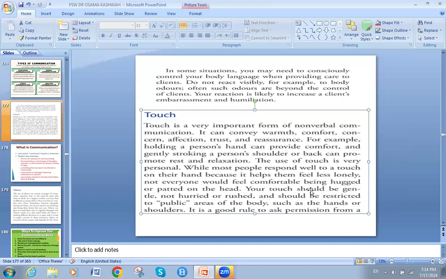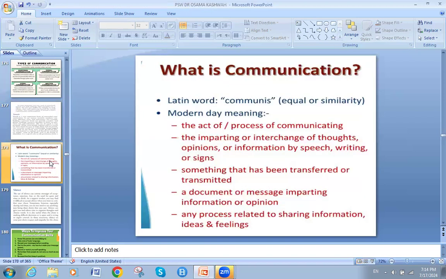So your touch should be gentle as a PSW, not hurried or rushed, and should be restricted to public areas of the body, such as the hands or the shoulders. So when you touch someone, touch him on his hand or on the shoulders. It is a good rule to ask permission. Of course, for the touch, like I told you, you have to ask for permission.